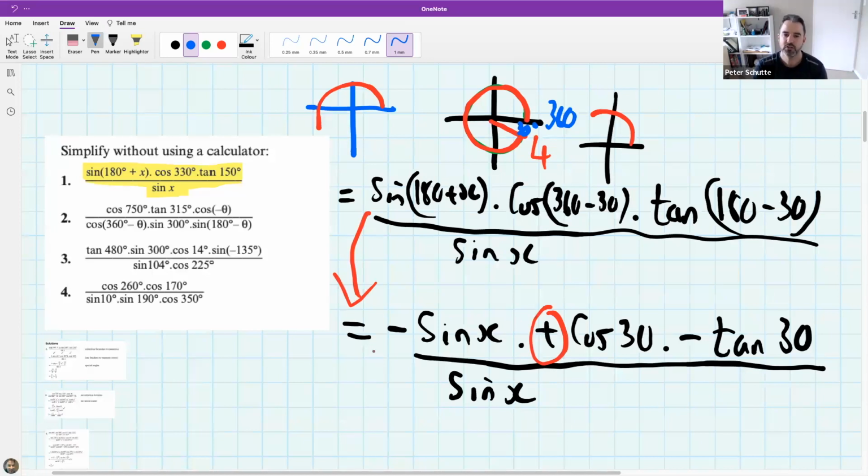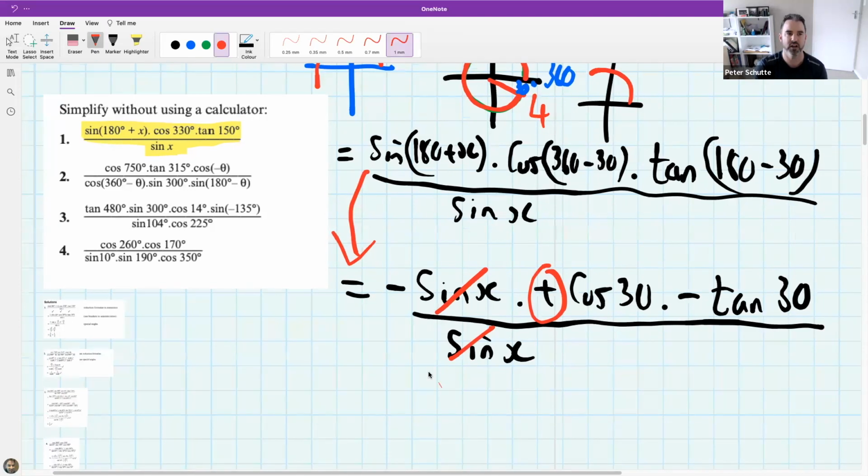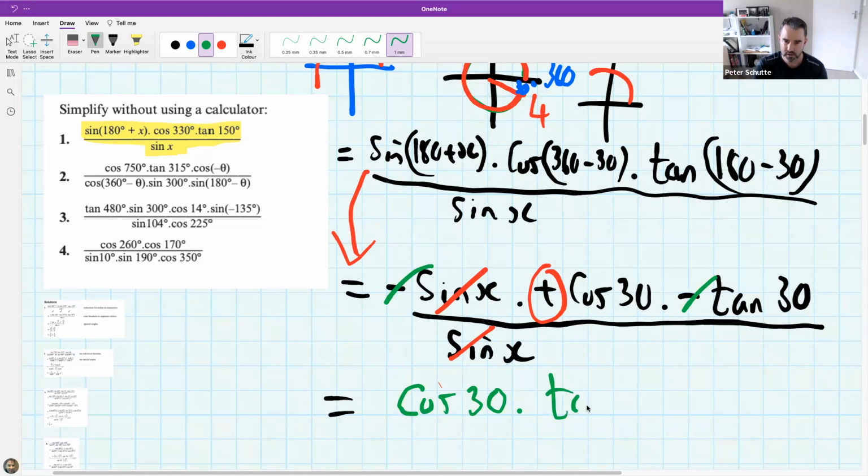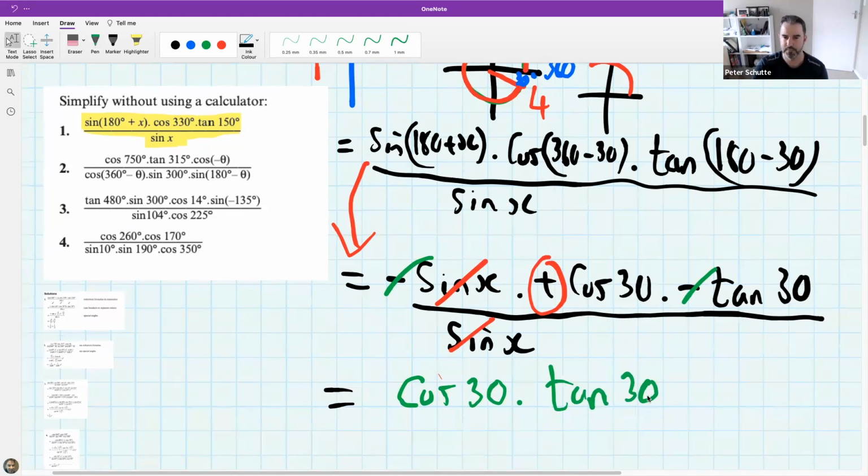Yeah. So what I want to suggest is that I am noticing there's a sine x on the top and a sine x on the bottom. And so I'm going to cancel out those two sine x. Pleasure, Tegamatsu. I'm glad that I could help. Now, if I then say what's left, there's also a negative times a negative, and a negative times a negative is a positive. So all I'm left with is the cos of 30 times tan of 30.